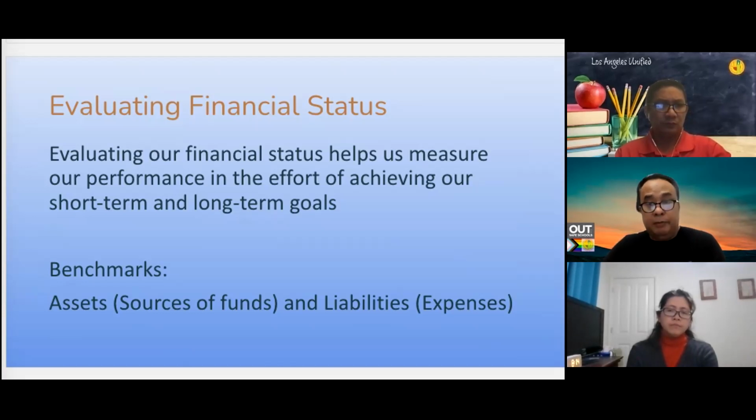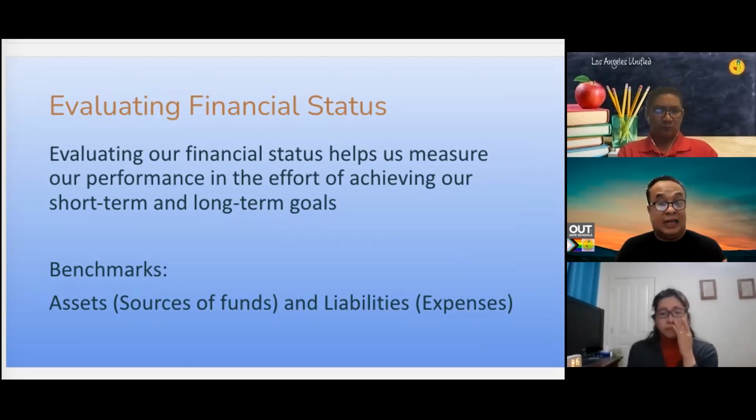So this pretty much helps us measure the performance and the effort of achieving the educational goals that we set early on. One of the benchmarks in evaluating your financial status is your assets, where the sources of funds come from, which later on will be discussed by Mr. C, as well as the liabilities, which is what the school actually spends on in the course of the school year.